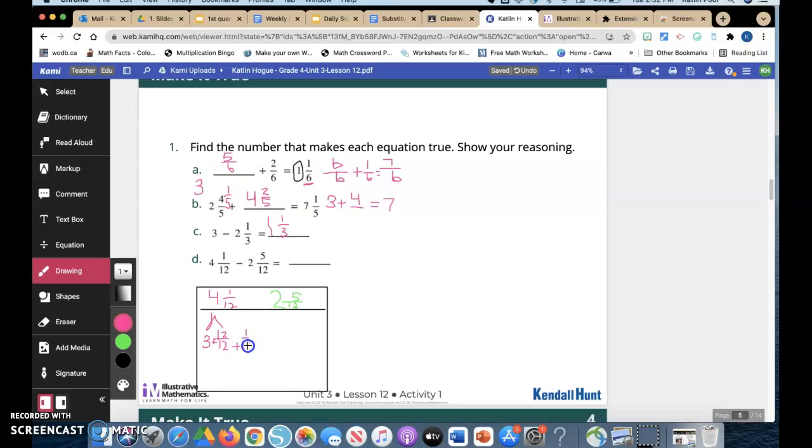So let's put together what we can for our first number. Woo, ziggly squiggly. 3 plus, what's 12/12 plus 1/12? Tell me. 13/12. Absolutely. So for our first number, we have 3, and we have 13/12.